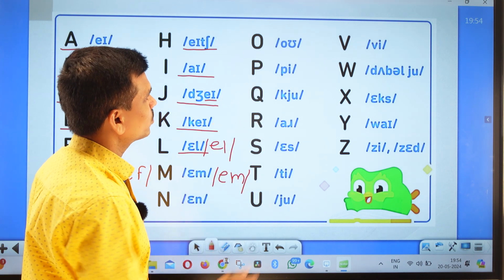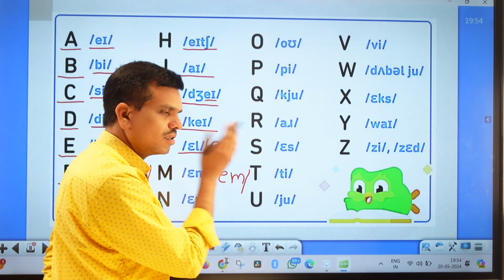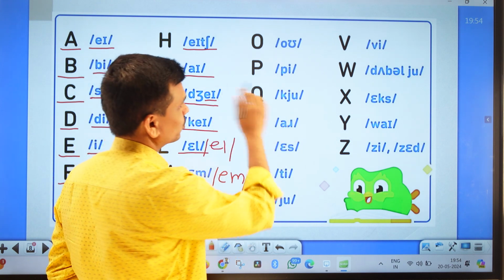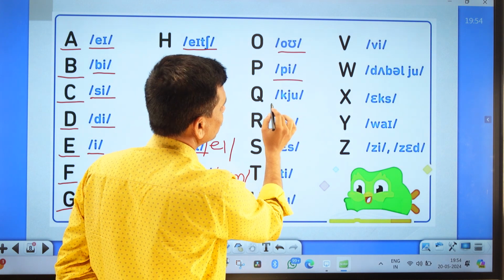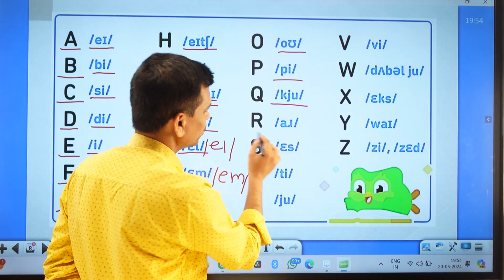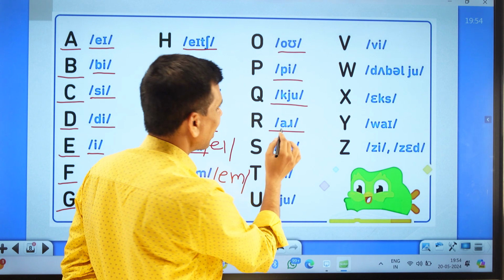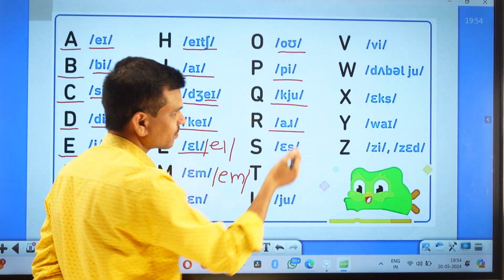These are different types of sounds, and different types of letters represent different types of sounds. Then we have P, E. Then we have K, Y, U sound, Q. Then we have R sound, A, R. This is written in inverse.